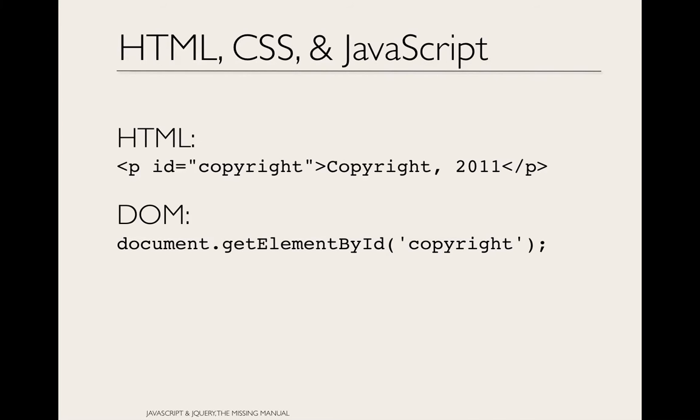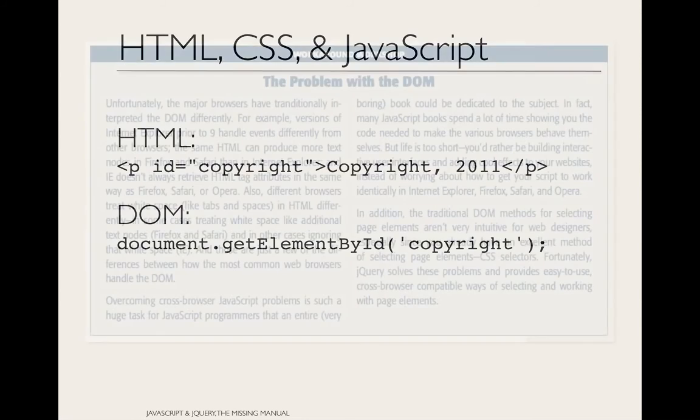Now remember, the whole idea is all these technologies work together. Here you have some HTML, paragraph with some content, you have an ID of copyright, and in the document object model, how you would talk to that element in HTML with JavaScript is say getElementById, copyright, but that method, getElementById, is a method of the object document. So just think about this and how things relate to one another, and what you're trying to do is select items on a page and manipulate them.